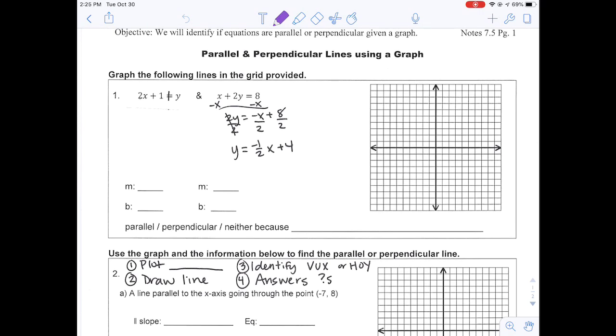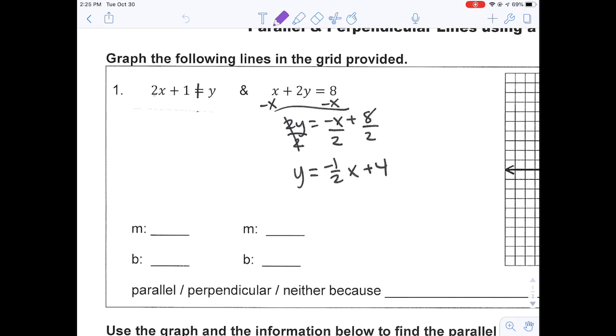This video covers parallel and perpendicular lines using a graph. They ask us to graph the following lines in the grid provided. So for the first example, we have 2x plus 1 equals y. Now, while we might think we immediately have to move this around, I want you to notice that y is already by itself. So there is no solving that we need to do here.